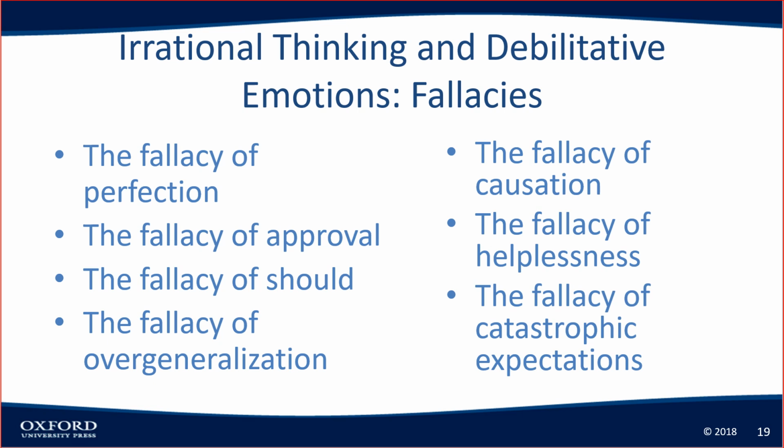So the fallacy of perfection is a thought that a competent communicator should be able to handle any situation with complete confidence and skill. That's a fallacy. None of us can. The fallacy of approval is a mistaken belief that it is vital to obtain everyone's approval. We're out there trying to find that, and we get disappointed if it's not there.